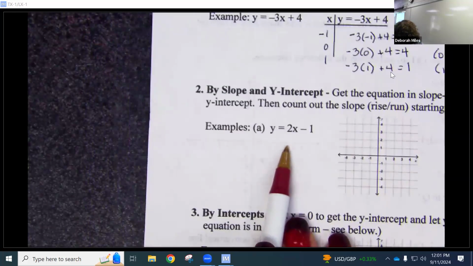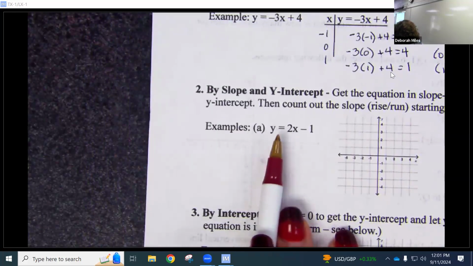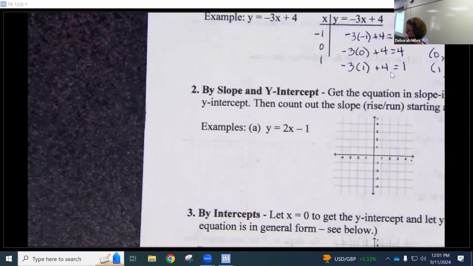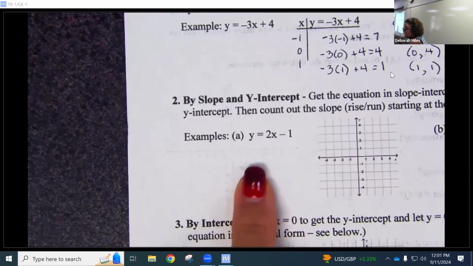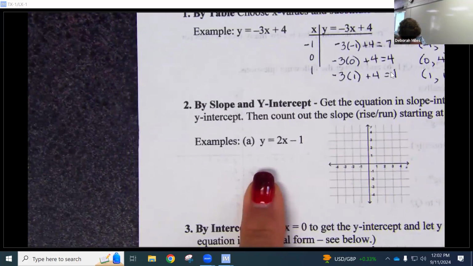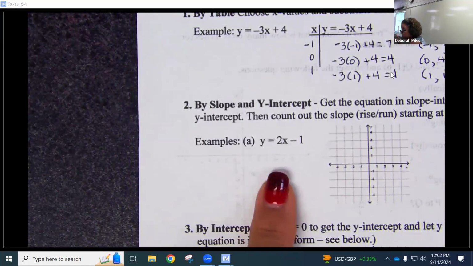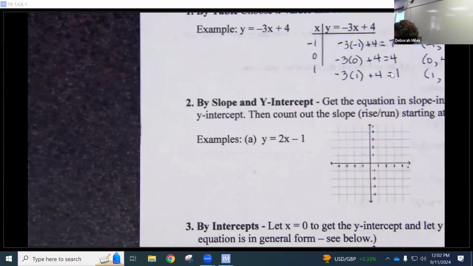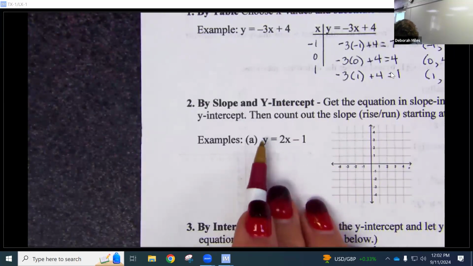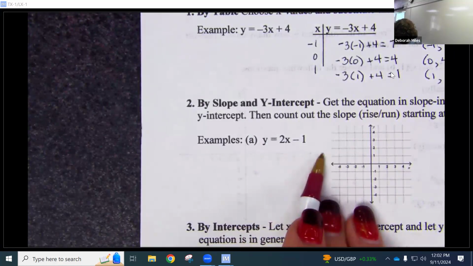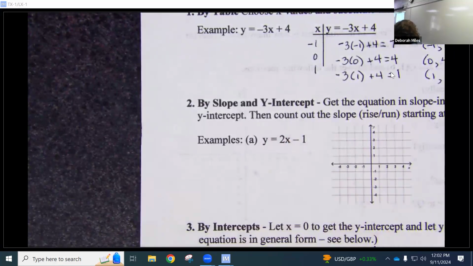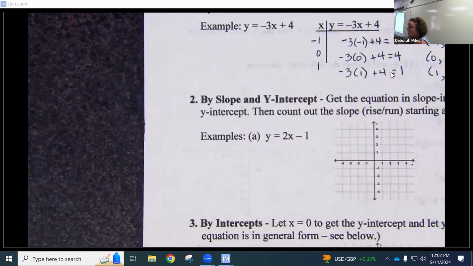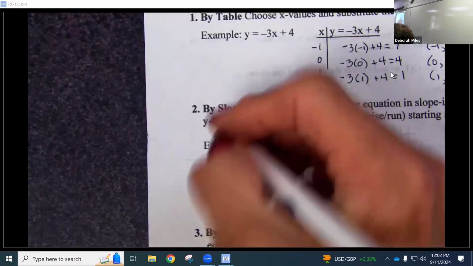like in example 2, y equals 2x minus 1. Just by glancing at that, you can look at it and tell me, number one, it's going to be a line. Tell me how you know it's a line. Degree. It's linear. So I know it's going to be a line, and I know that because the y is by itself, this is slope-intercept form. What's the slope of that line? 2, and if you want to write it as a fraction, you can put it 2 over 1.